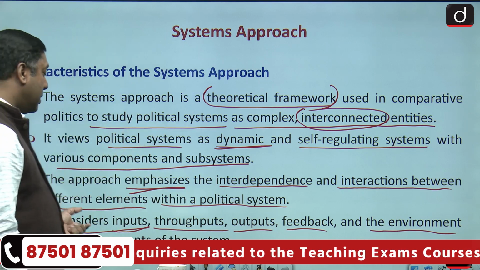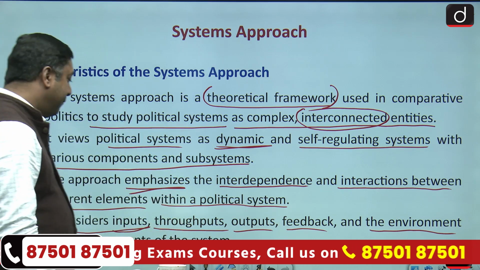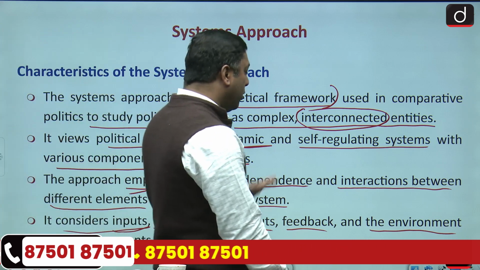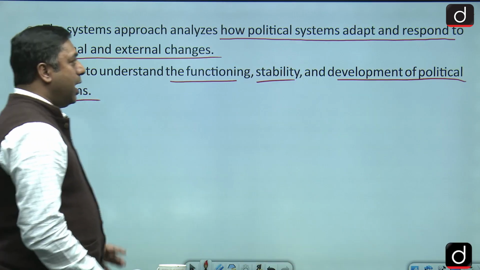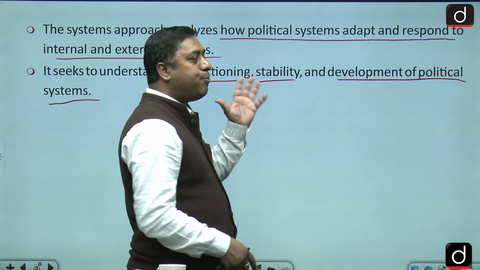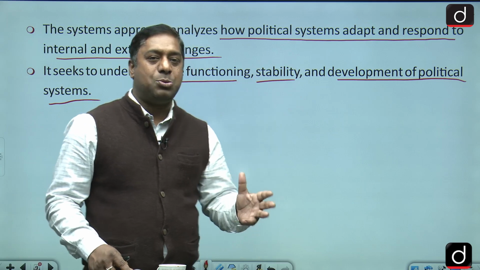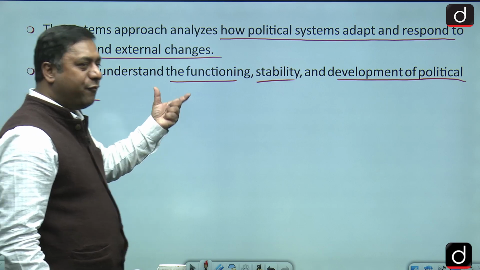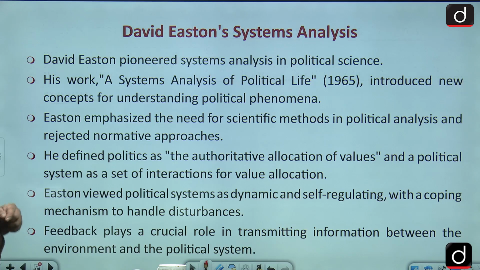Plus, it considers the key components. The key components of the system are input, throughput, output, feedback, and the environment. And last but not the least, it tries to analyze how political systems adapt to the internal as well as external changes. And it also tries to understand the function, the stability, and the development of political system. So this is what is system approach.